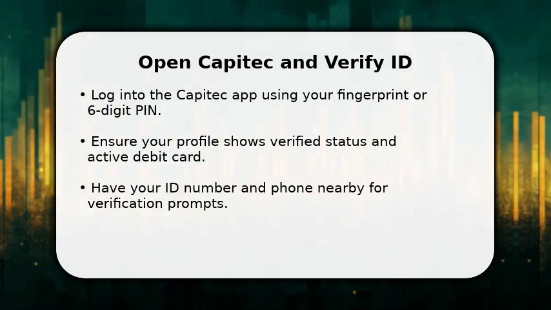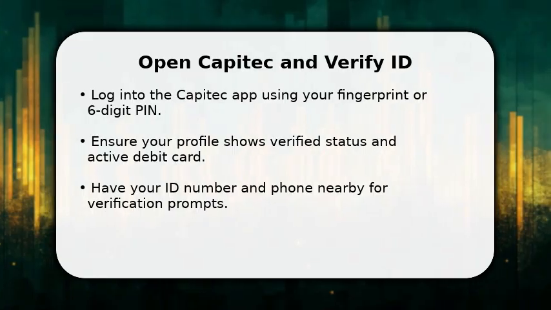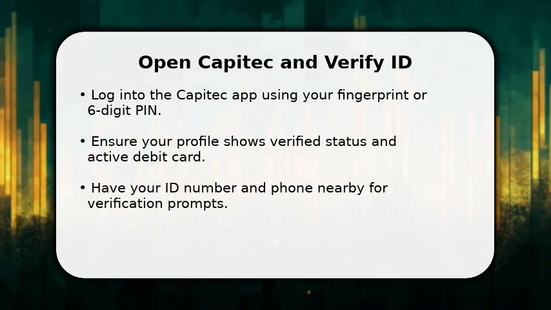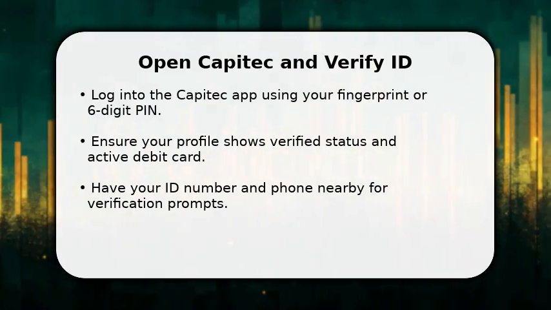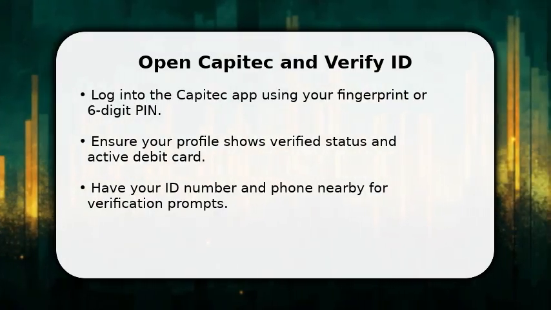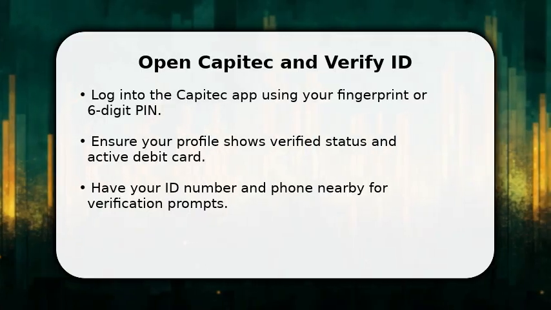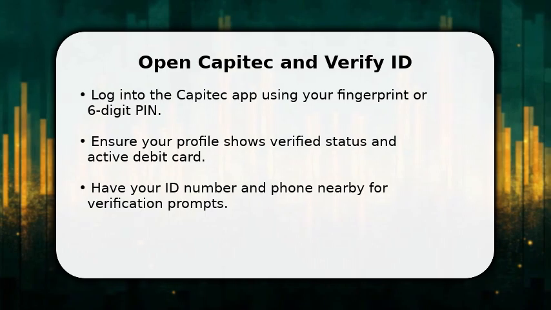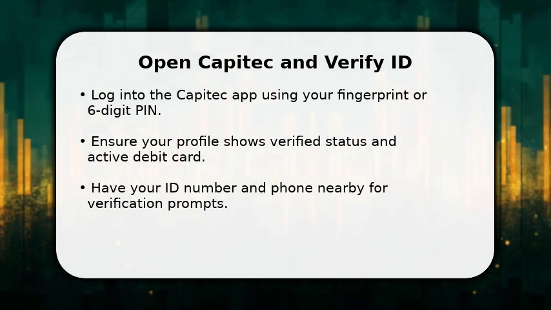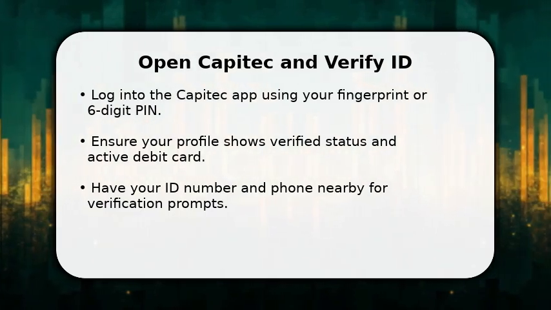Once done, check your profile to confirm your account is verified and your debit card is active, because limits change only on verified accounts. Make sure your phone number matches the bank records. You may receive an SMS code. If prompted, enter your ID number to proceed. This reduces friction during the limit change flow and prevents later verification delays.